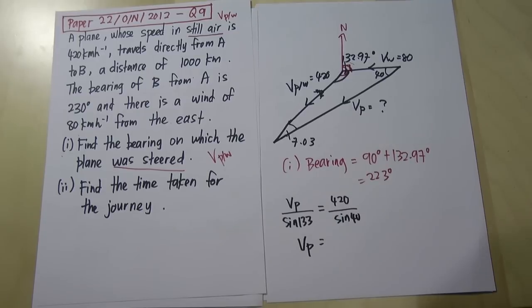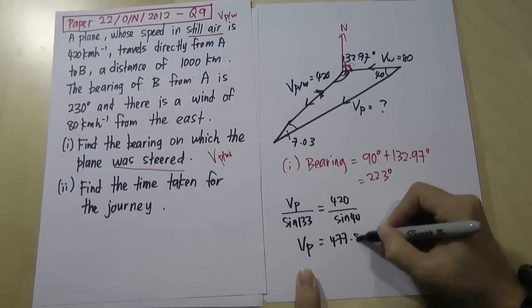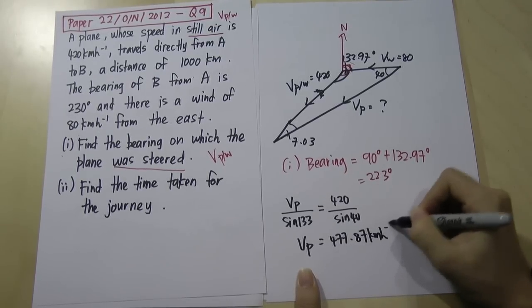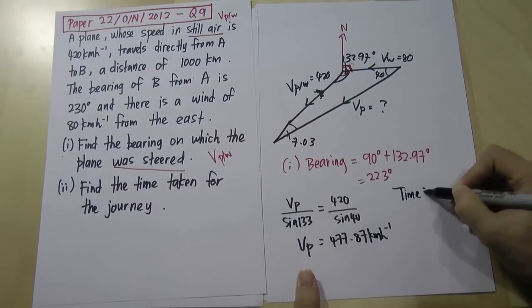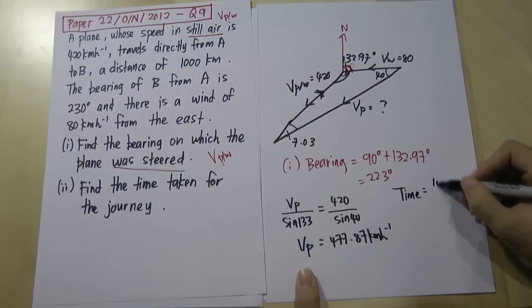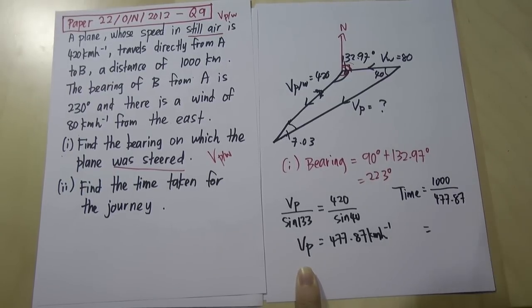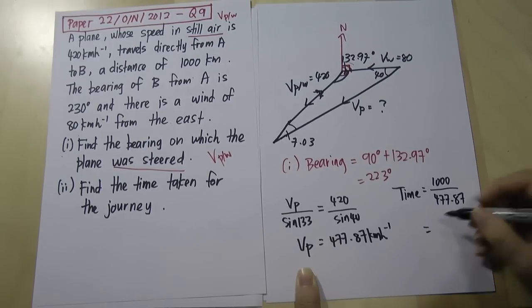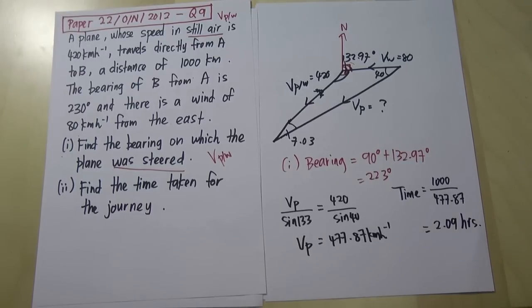So you just use the calculator. 420 divided by sine 40 and then multiply sine 133. So basically you got the velocity of the plane is 477.87 km per hour. And then you want to find the time. Do we say in minutes or hour? No, right? So it's just easy. Time is just equal to the distance, 1000, over the speed, 477.87. So I just use 1000 divided by the answer. I got 2.09 hours. I just write short form, but you never write short form in your exam.